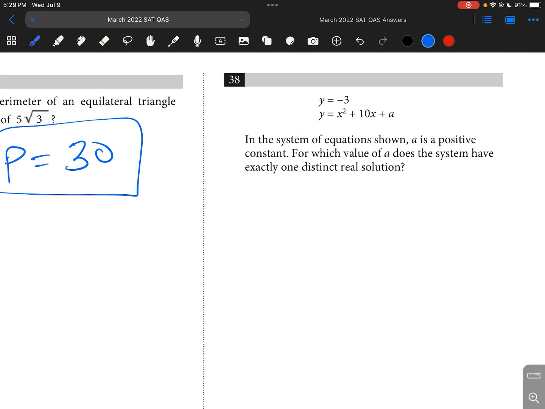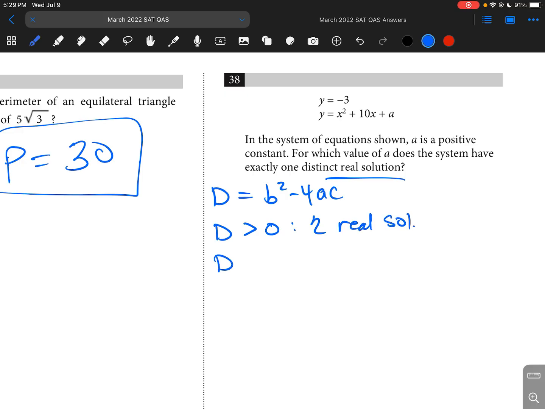All right, 38. If a is positive, for what value of a does the system have exactly one distinct real solution? So for this, you need to use the discriminant, where the discriminant is b squared minus 4ac. And it tells you how many solutions your quadratic will have. So if the discriminant d is greater than 0, you have 2 real solutions. If d is equal to 0, that means you have 1 real solution, which is the case that we're interested in. And if d is less than 0, you have 2 imaginary solutions.